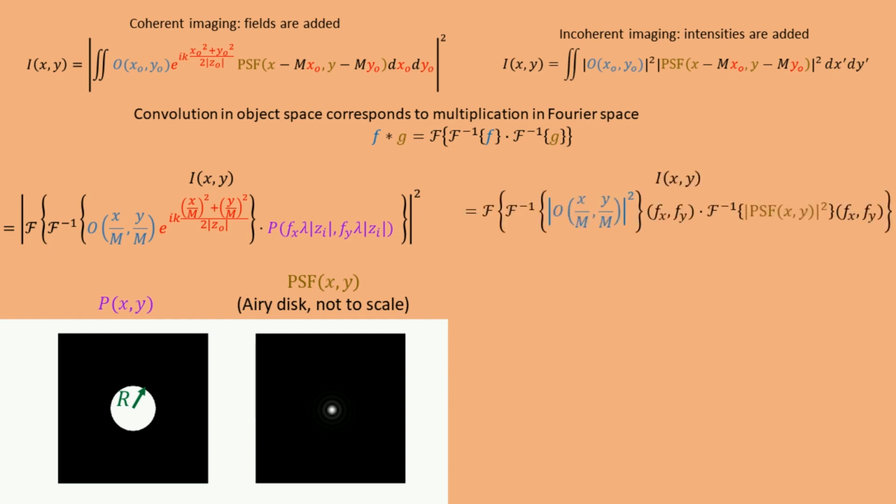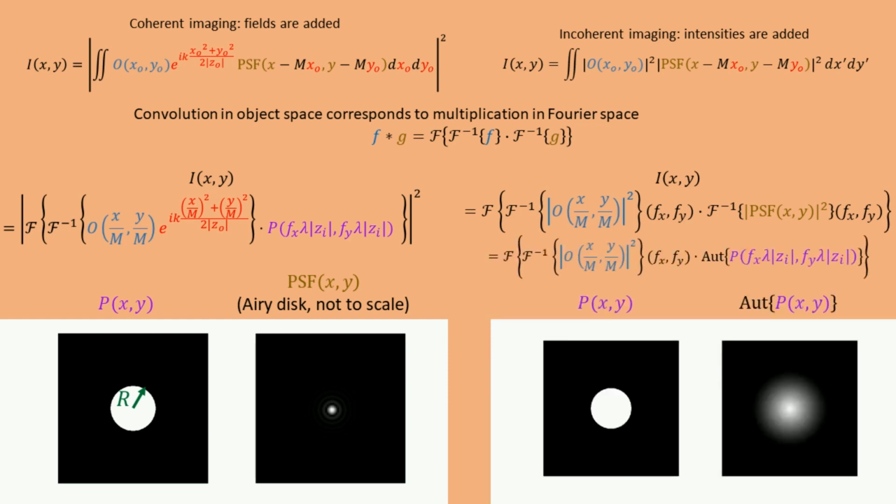We can do the same thing for the case of incoherent imaging. In this case, we have to multiply the inverse Fourier transform of the intensity of the magnified object with the inverse Fourier transform of the intensity of the PSF. The inverse Fourier transform of the intensity of the PSF is given by the autocorrelation of the pupil function, which in this context is referred to as the optical transfer function, or OTF. So for incoherent imaging, the Fourier spectrum of the object intensity is modulated by the OTF.